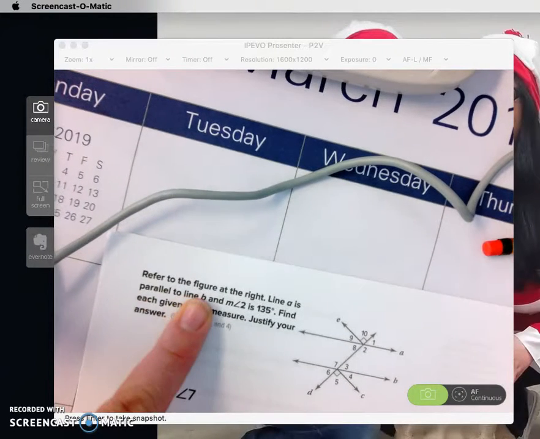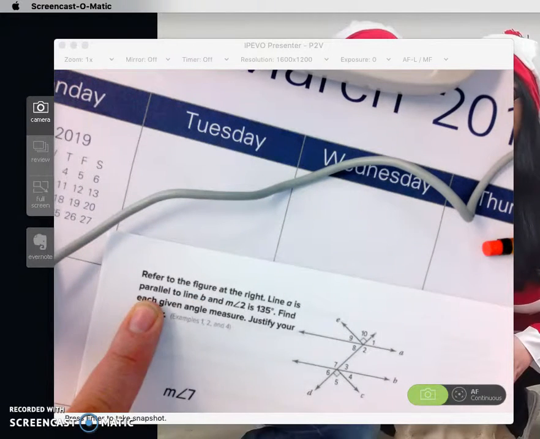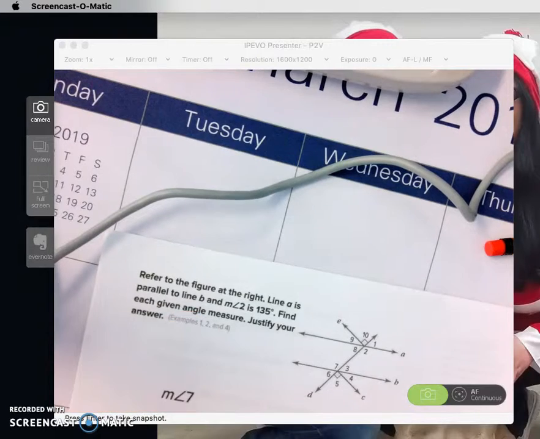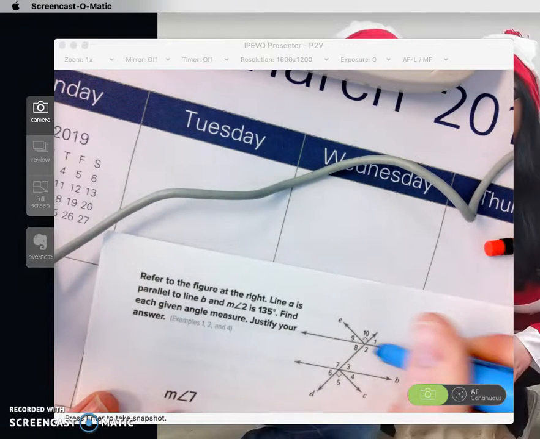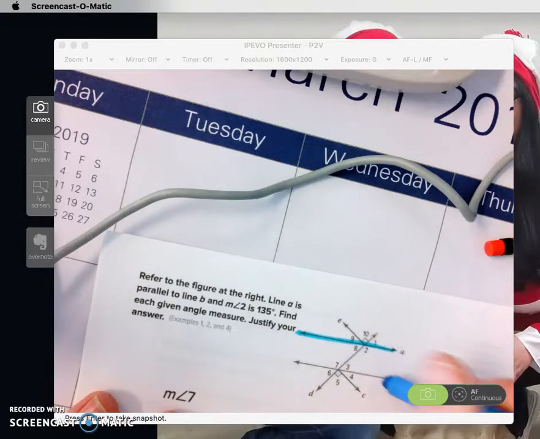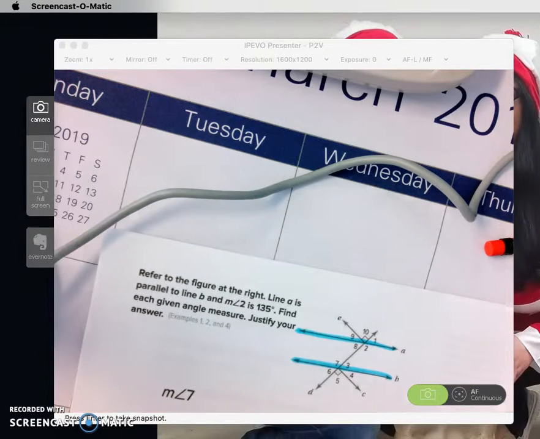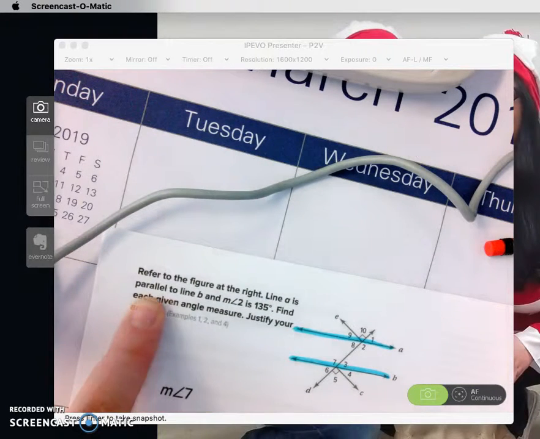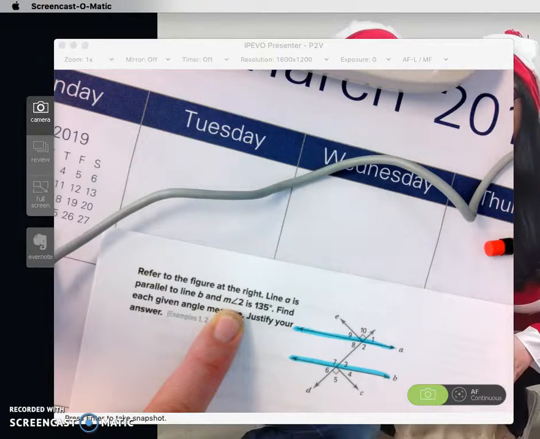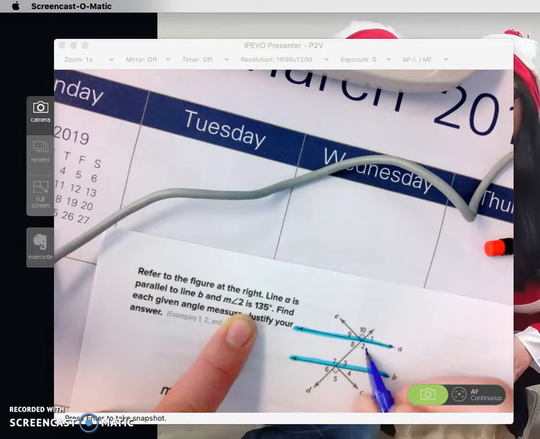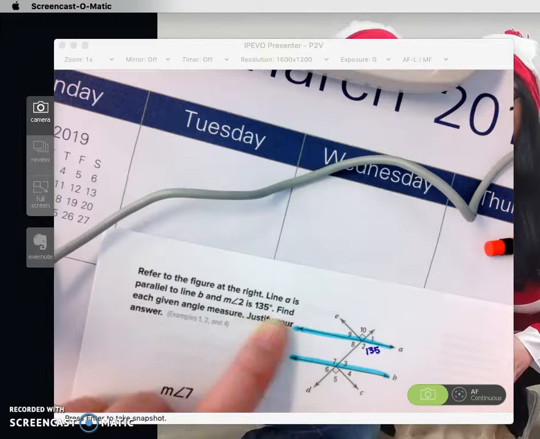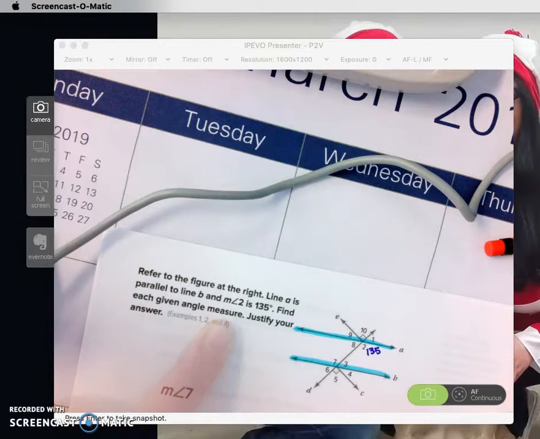Okay, refer to the figure at the right. Line A is parallel to B. So I'm going to do that first. This one here are parallel. Measure of angle 2 is 135 degrees. Find each angle measure. So I need to find all of them.